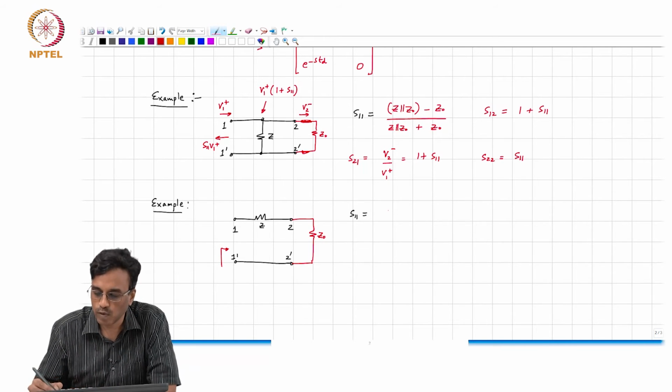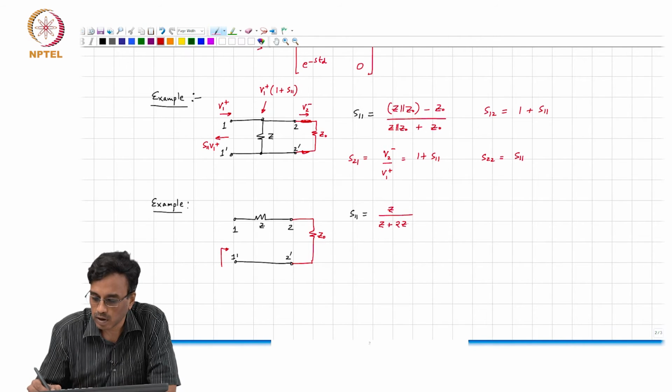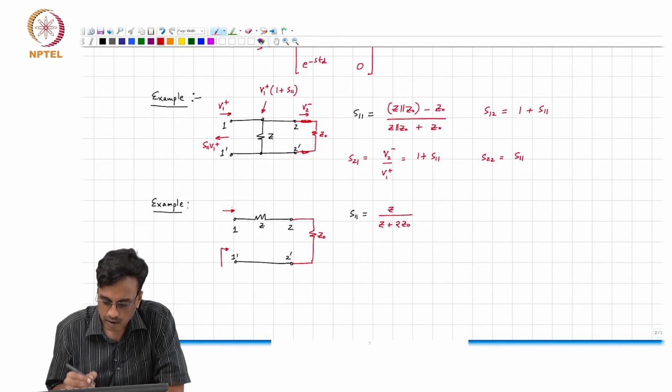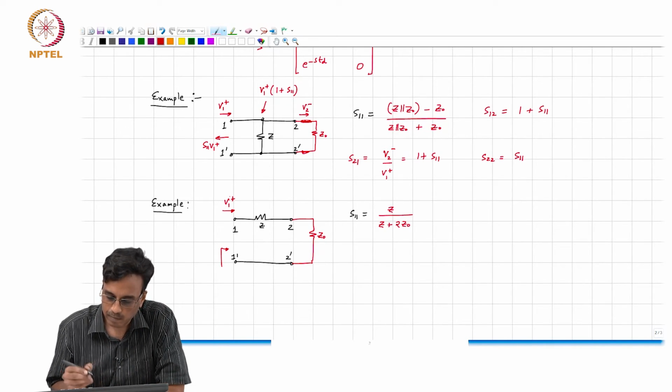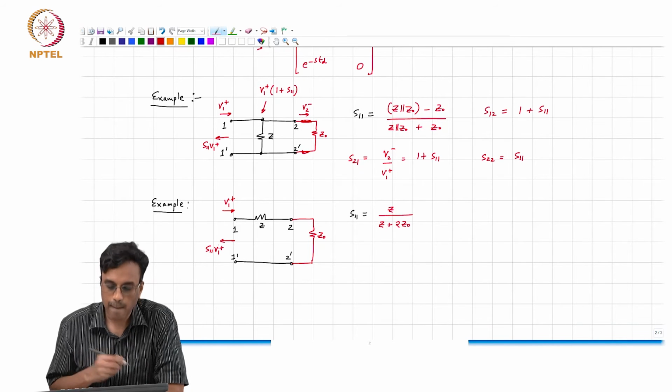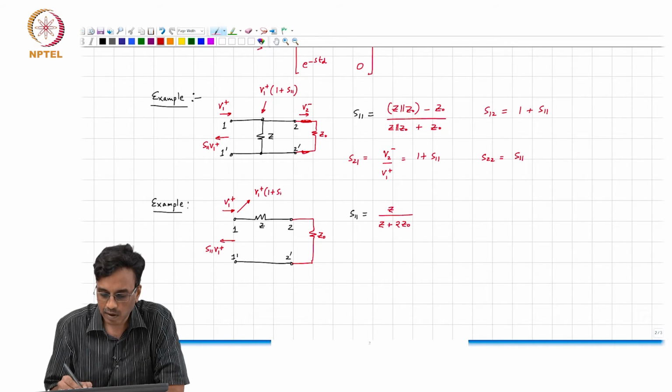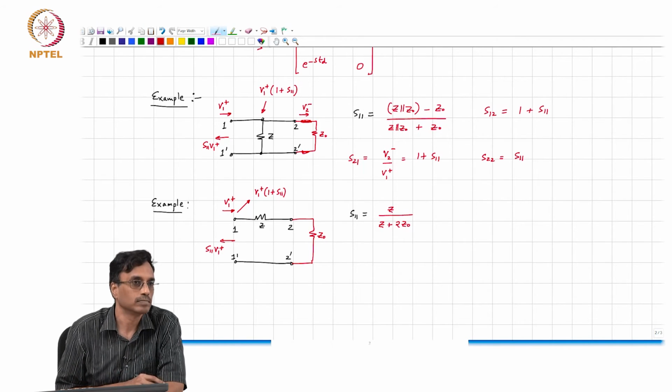So, the reflection coefficient is Z by Z plus 2Z. All right. So, this is V1 plus. What is reflected back is S11 times V1 plus. So, the voltage here is V1 plus times 1 plus S11, correct.